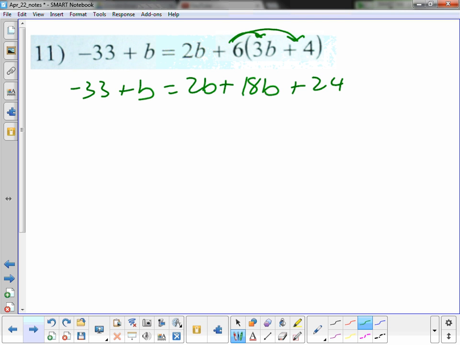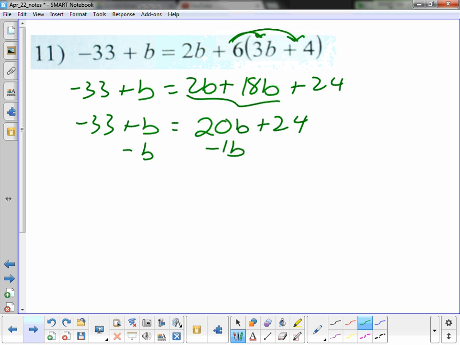Okay, so I'm looking for my like terms. They're sitting right here. So that's 20b plus 24 equaling a -33 plus b. So now I want to move the smaller variable term. That would be the 1b here. So I'm going to do the opposite. Since it's a plus b, I'm going to subtract b from both sides. Really, I'm subtracting 1b from both sides.